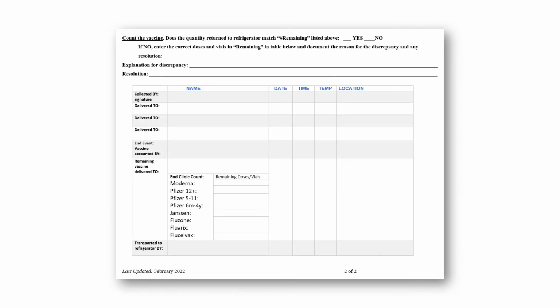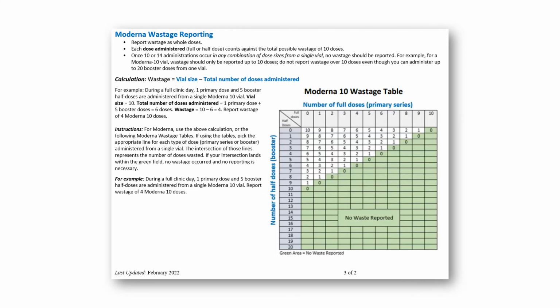The next slide shows you the back of the form, where you have the times and the count at the end, and then the signatures also go on here. This is the Moderna wastage table. CDPH developed this table to be used for waste determination when giving both whole and booster Moderna doses from the same vial, because it was becoming very confusing for everybody trying to figure out how to do the waste.